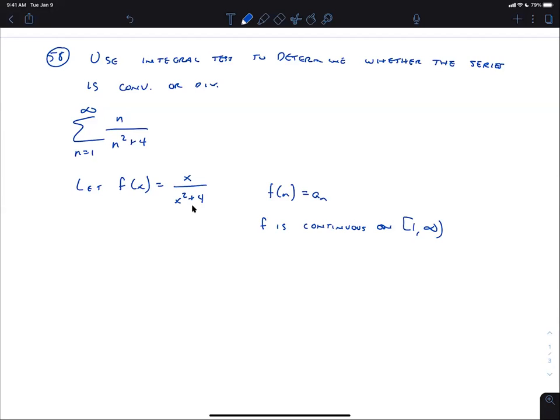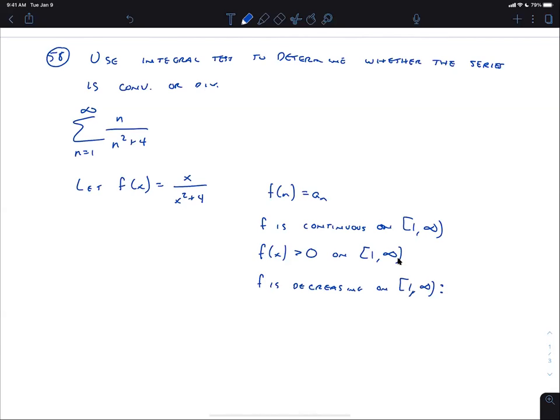F is positive on 1 to infinity as well. So continuous, positive, and decreasing are the conditions. F is positive because x is positive and x squared plus 4 is positive when you're going from 1 to infinity. And then f is decreasing. This is the one where you actually have to show a little bit in order to prove that. So we want to prove f is decreasing on 1 to infinity.